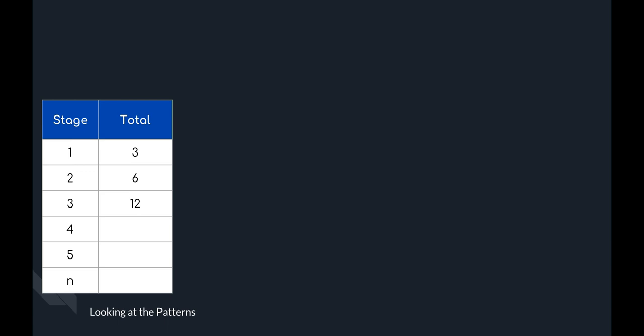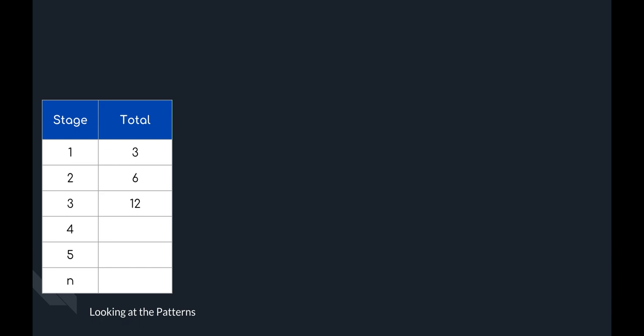For today, we're not going to examine the diagram. We're just going to go right to the table. Here we have a table in which at stage 1, we have 3 dots. In stage 2, we have 6. And in stage 3, we have 12. But we don't have the values completed for stage 4 and stage 5.